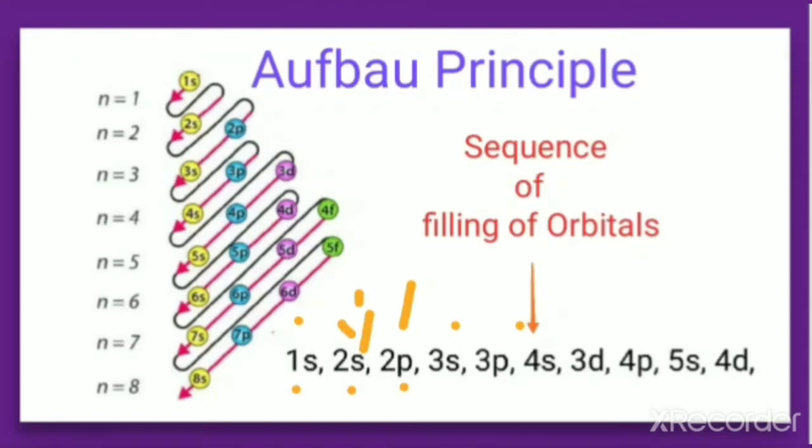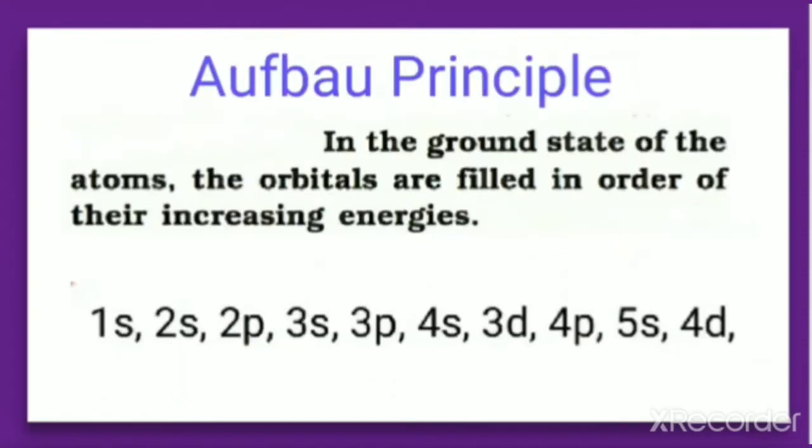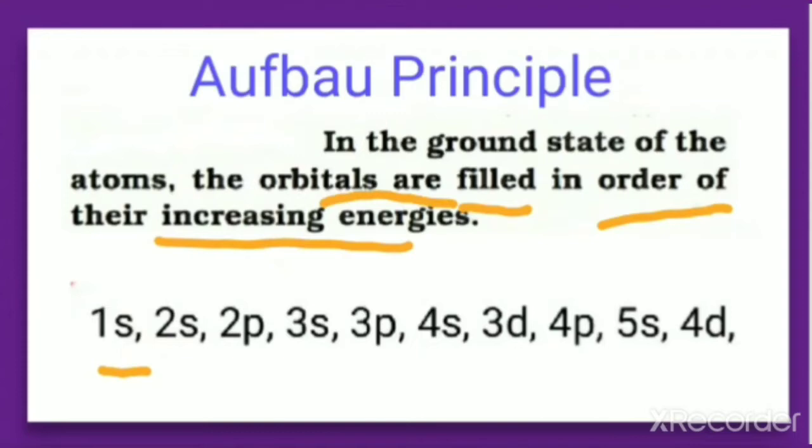So this is what the Aufbau principle says. According to this principle, in the ground state of atoms, the orbitals are filled in the order of their increasing energies. It means that in the ground state, for the atoms, orbitals are filled in the order of increasing energies. That means first the filling takes place for the lowest energy orbital, then for higher, and so on.